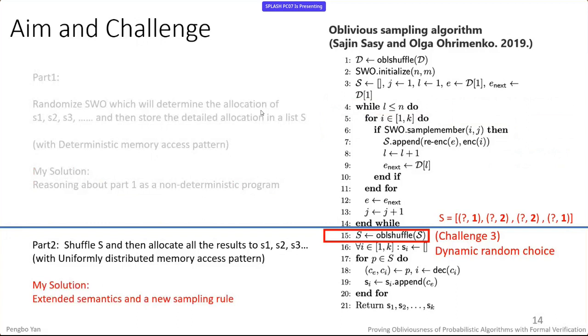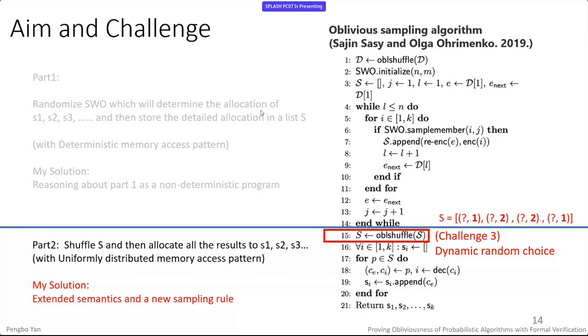And for the second part, there is also a challenge: there is a dynamic random choice, which I have explained before. PSL does not support this dynamic random choice. My solution is to extend the PSL semantics to let it support that, and add some new sampling rules to get some essential information.